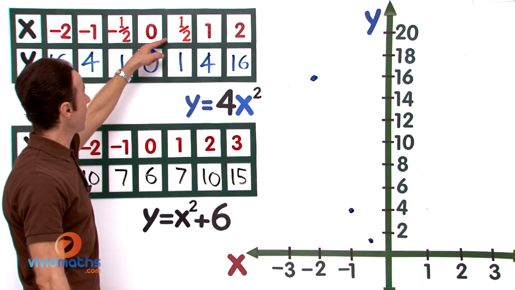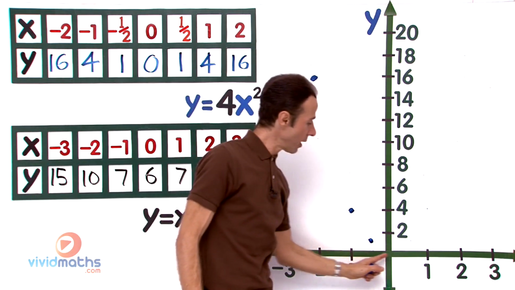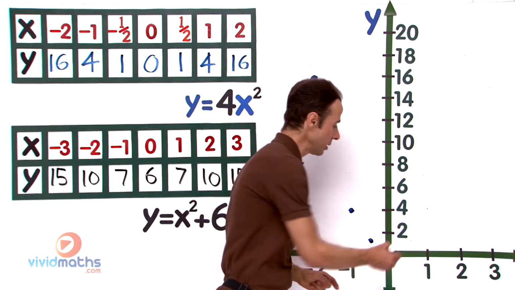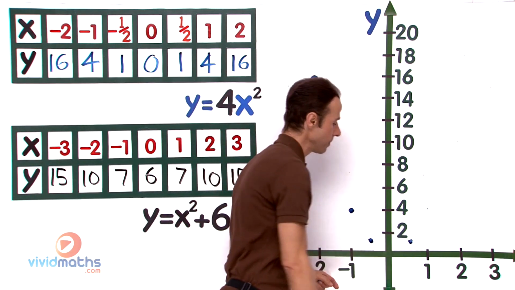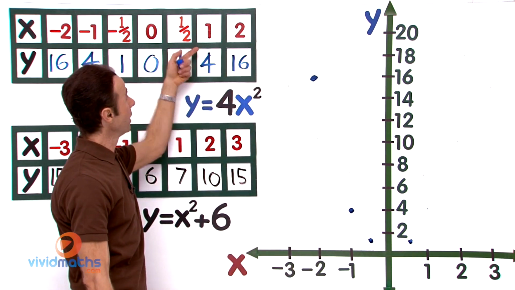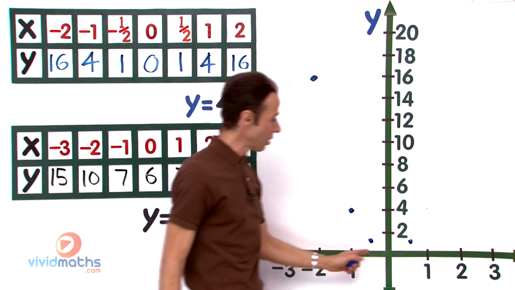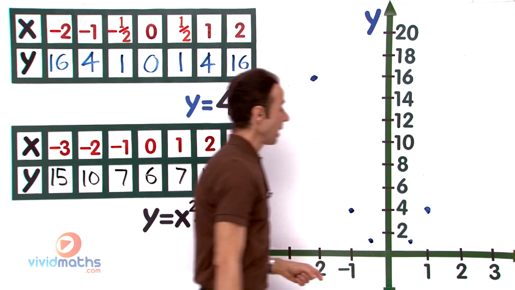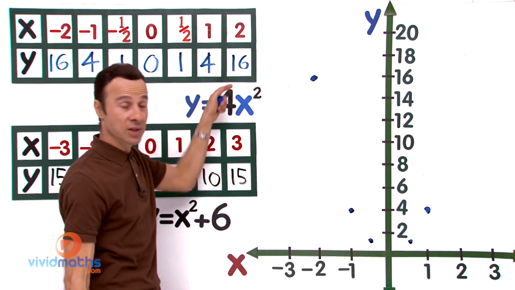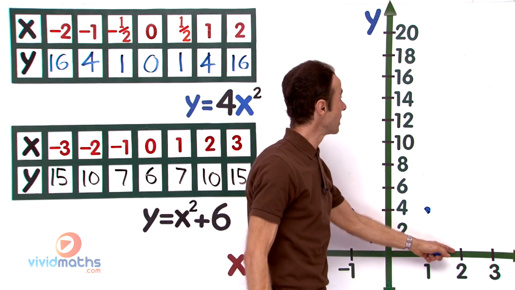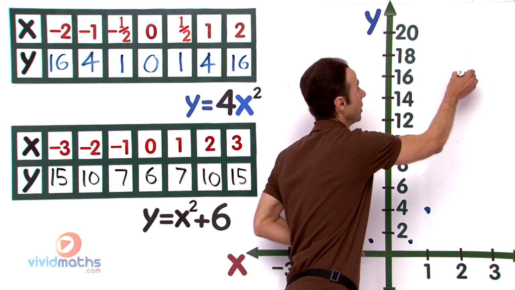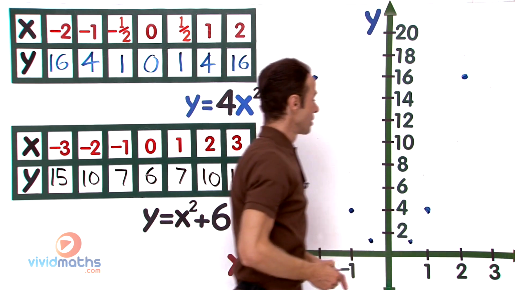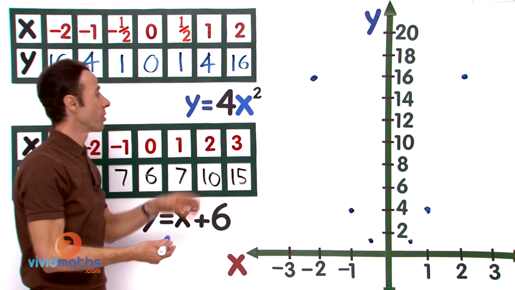Then we have a half and +1. 1/2 across here and up 1, right about there. The next point will be 1 and 4. Let's go 1 and up 4. And finally 2 and 16. 2 and 16 all the way up over there. So there's our points for the blue here.